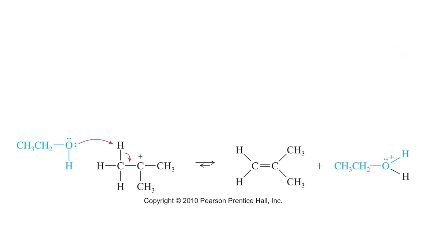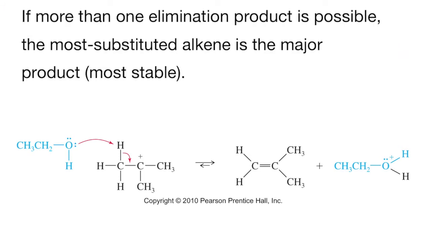We have the Zaitsev rule. Zaitsev says what? If more than one elimination product is possible, the most substituted alkene is the major product.